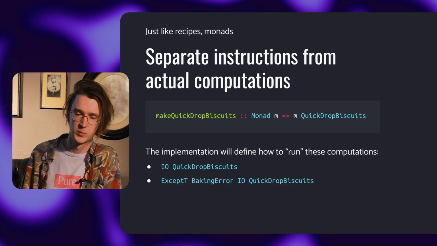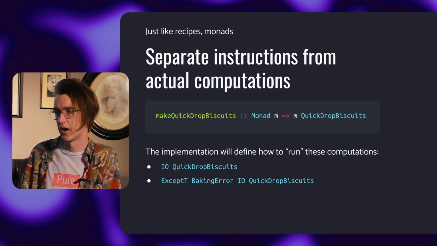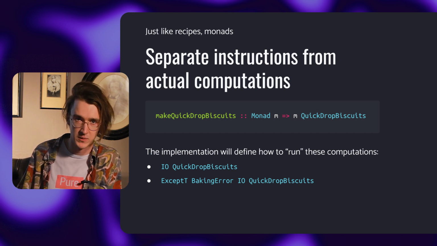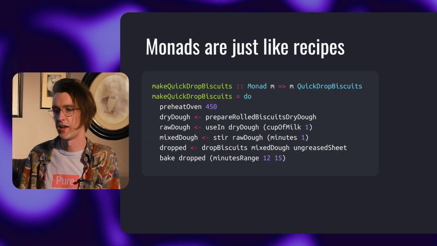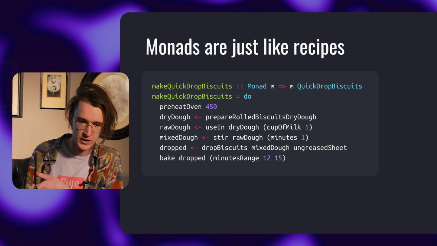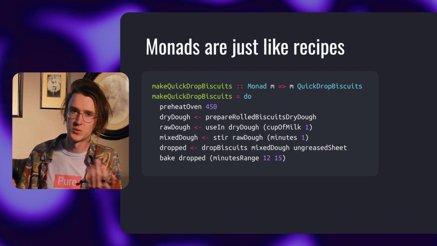Notice that we cannot use the dry dough if we have not prepared it yet. Just like recipes, monads separate instructions from the actual computations being performed. At some point, this M has to be a concrete data type, and the implementation will define how to run these operations and computations. For example, you could use simple I/O, or you can ask your mom to help you with errors in case something bad happens. We can write code that works for all monads. A generic recipe ensures that we could solve a wide variety of problems using the same code. It doesn't matter if you're baking it yourself, if you're baking it together with your friends, or if you're playing around in a cooking simulator.